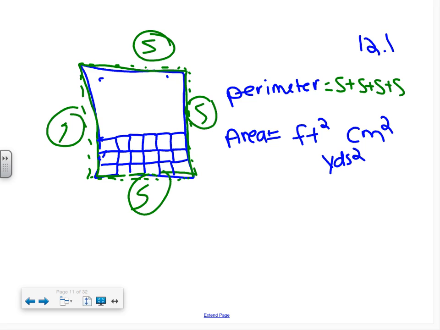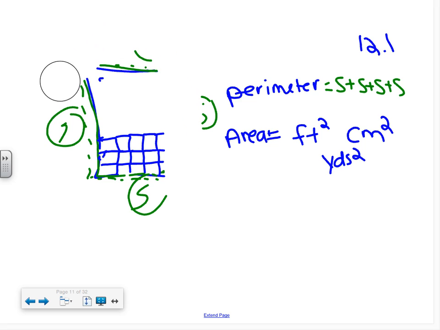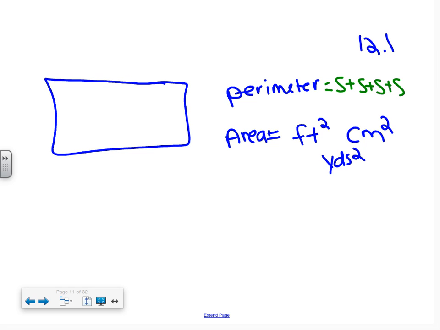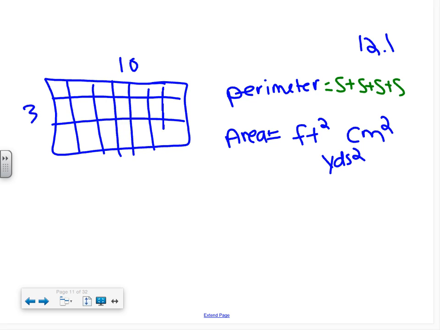If you want to calculate the area, instead of counting all those squares, because nobody has time for that, all you would have to do is realize this is a rectangle, and you know that this is 3 and this is 10. Well, basically, it's saying that there would be 3 rows here and then 10 going down. 1, 2, 3, 4, 5, 6, 7, 8, 9, 10.